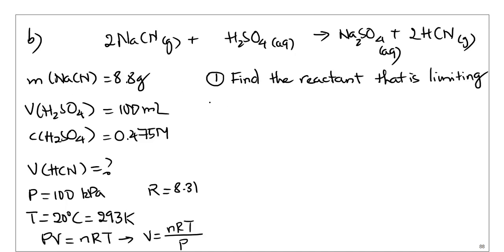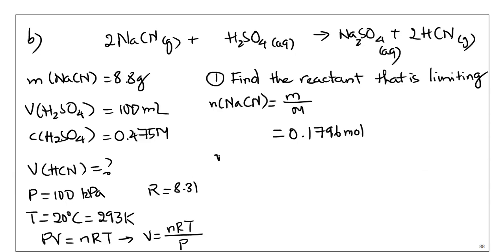So I'm going to find the number of moles of sodium cyanide, which is going to be mass divided by molar mass. I don't actually know what the molar mass of that is, so I'm going to work it out. 8.8 is the mass, so 23 for sodium, 12 and 14. So we get 0.1796 or so mole. So that's the number of moles of sodium cyanide.